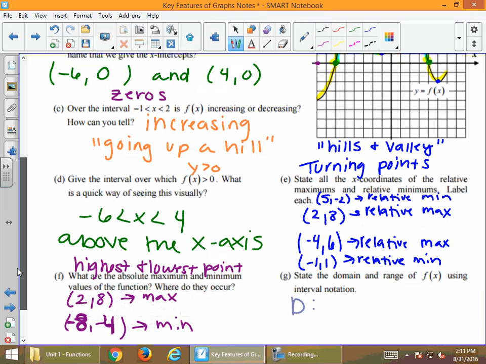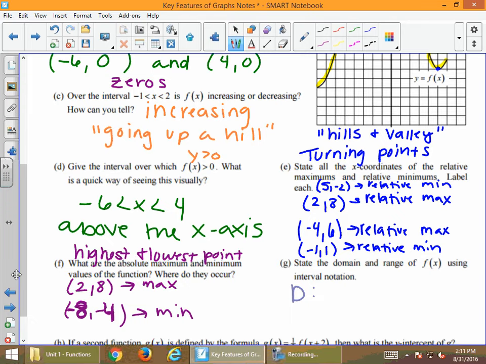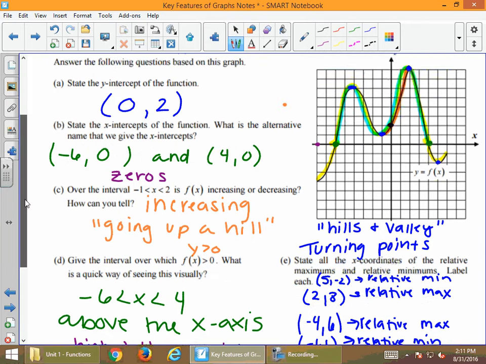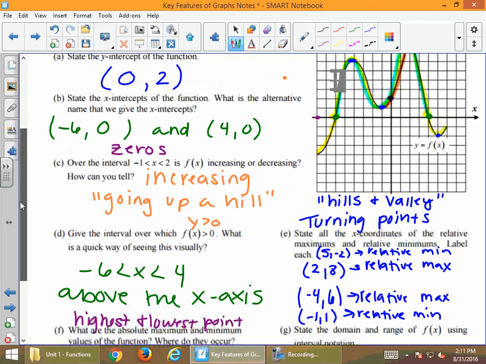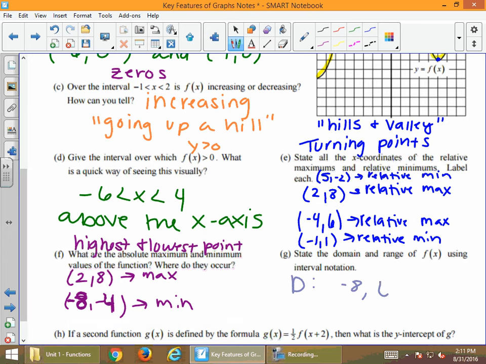What is your smallest x value? Good, -8. Smallest x value, so that goes first. What is your biggest x value if you look at your graph? Okay, very good, 6. And we have nice close points around both, so I have to put brackets around them.